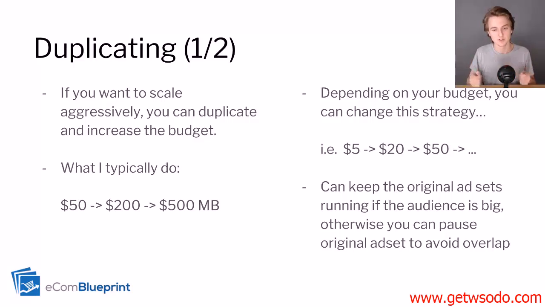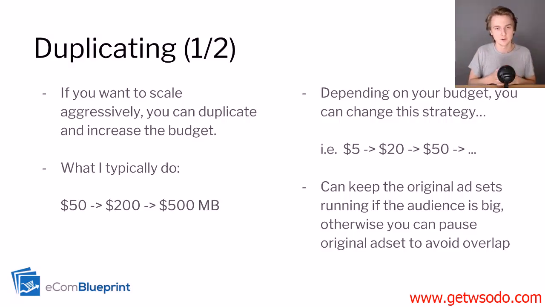Now, depending on your budget, you can change the strategy. So you could go from $5 to 20 to 50. The daily budget that you start out with really doesn't matter. The only difference is how many results you're going to get. So depending on your budget, you can make the strategy your own. And you can keep the original ad sets running if the audience is big. Otherwise, you can pause the original ad set to avoid overlap.